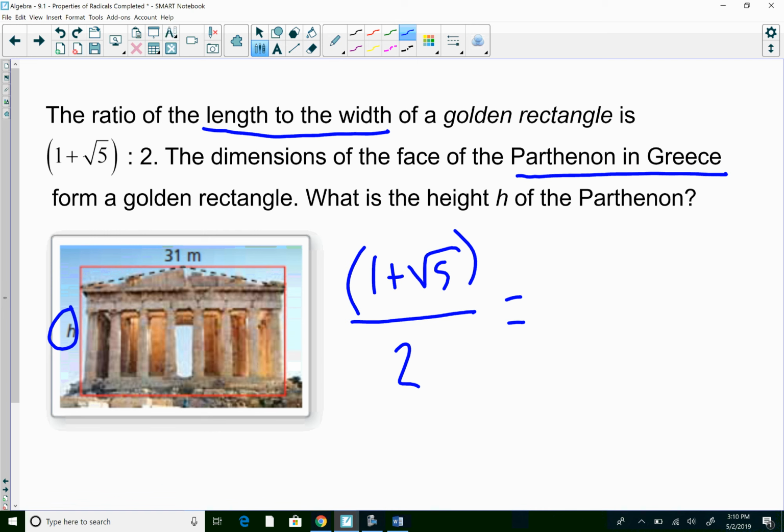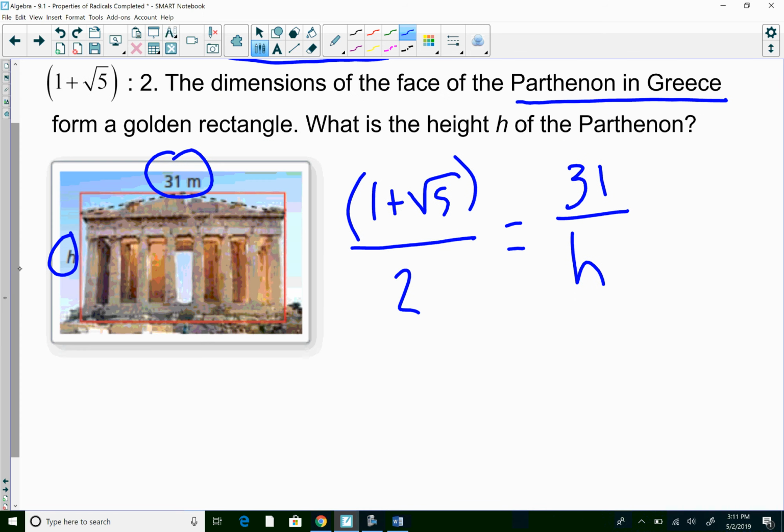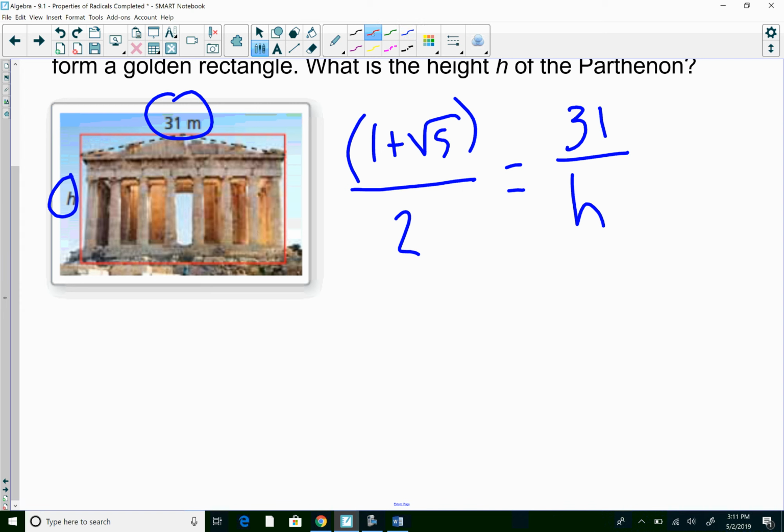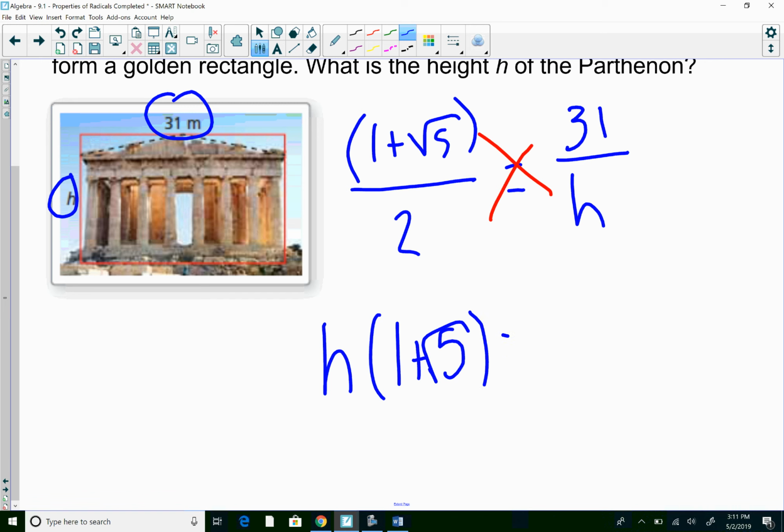building going to be? So first thing that we want to do, remember, it's length to width. Okay, so the length is going to be 31. We're going to put that on top here. And the width or height is going to go on our bottom. So we just created a proportion. And now what we know that we can do with proportions is we can just quickly do a little bit of cross multiplication. So that would be h times 1 plus the root of 5 equals 62.